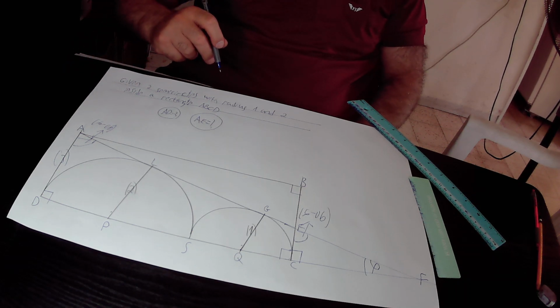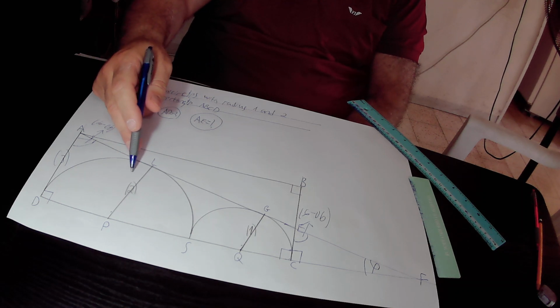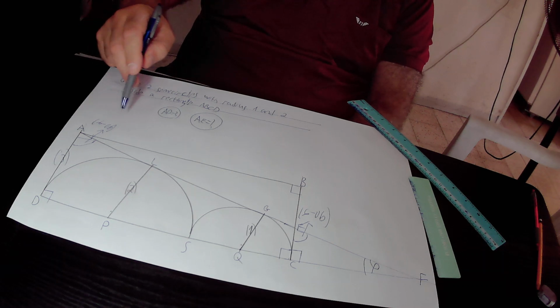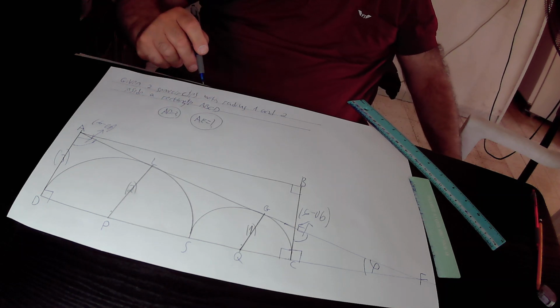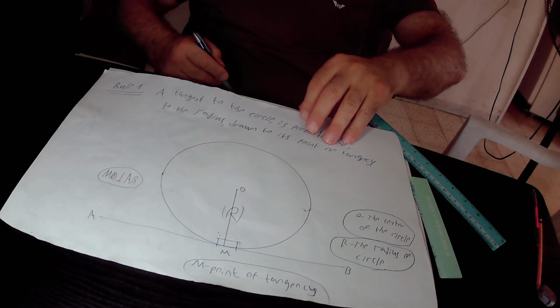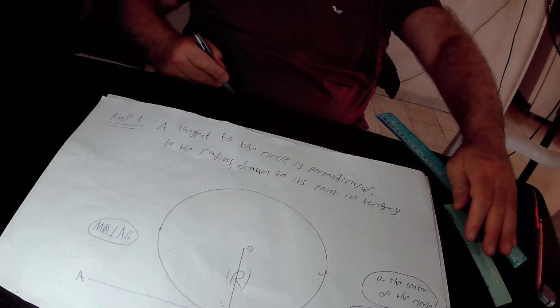So here we have the radius PL that is equal to 2. The radius PL is drawn to point L, that is the point of tangency of tangent AE with this big semicircle. And here we can implement rule 1. According to rule 1, the tangent to the circle is perpendicular to the radius drawn to its point of tangency.